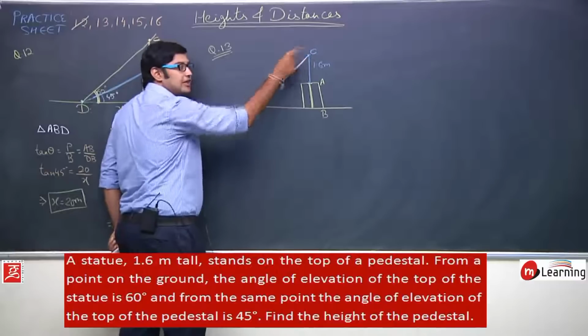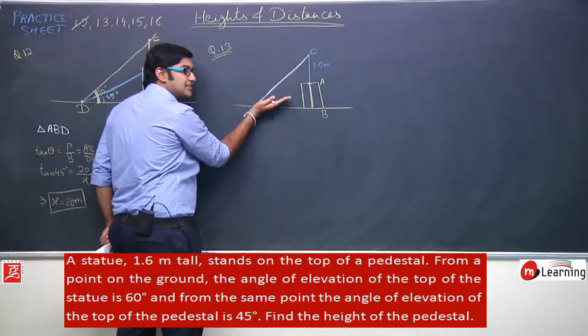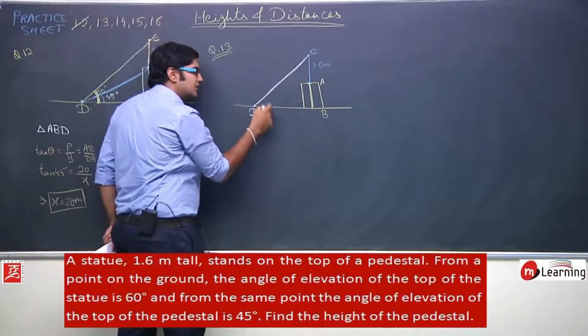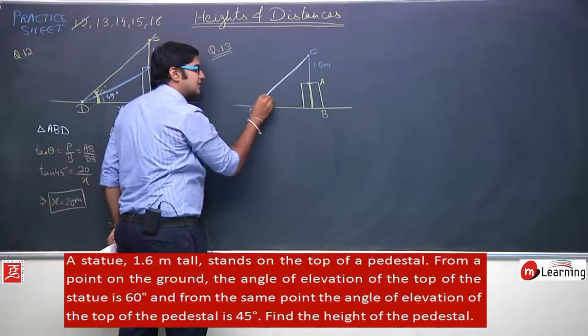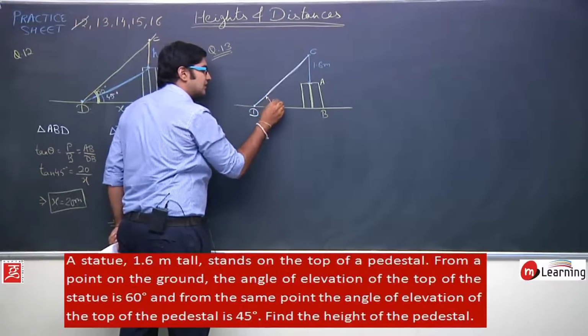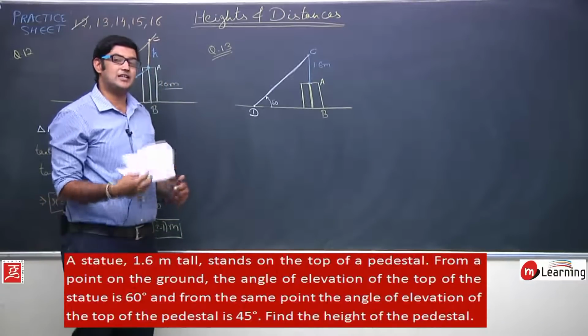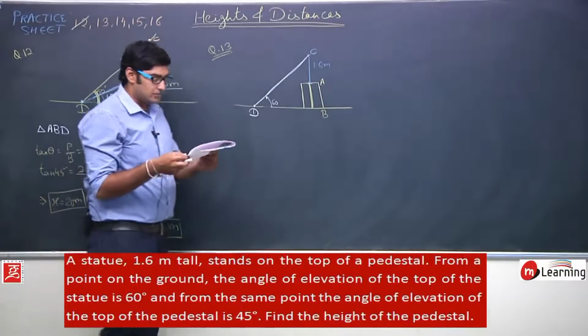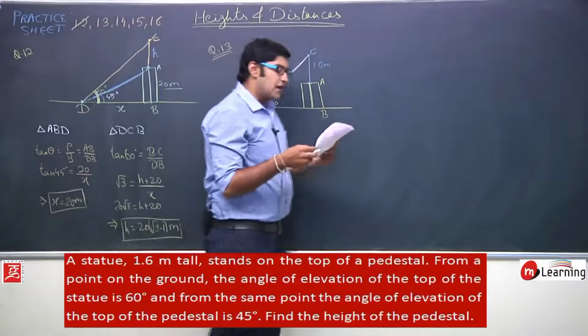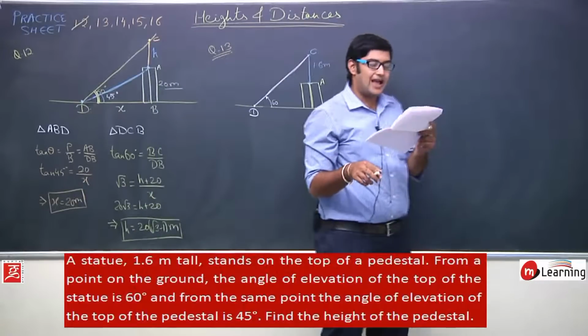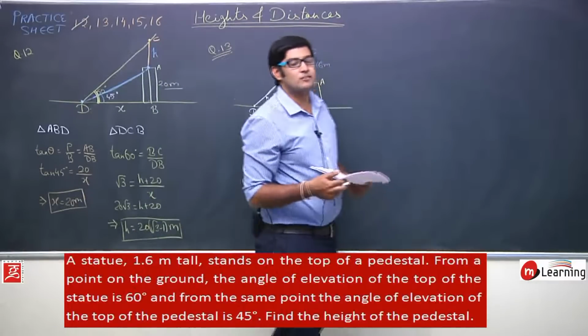This is the line of sight to observe the top of the statue, and it says to observe the top of the statue I need to move my head 60 degrees upwards. That means the angle of elevation is given as 60 degrees. Further, it says, from the same point, the angle of elevation of the top of the pedestal.